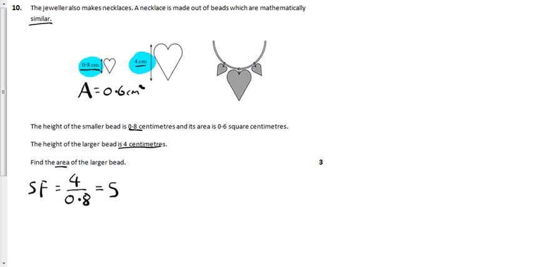If we think about it going this way, it makes sense I'm timesing by 5 as the object's getting larger, the whole stone is getting bigger. If it was going in reverse, if I was going from this one back to this one, I'd be expecting a scale factor less than 1, but I'm enlarging, so I've got a scale factor more than 1.